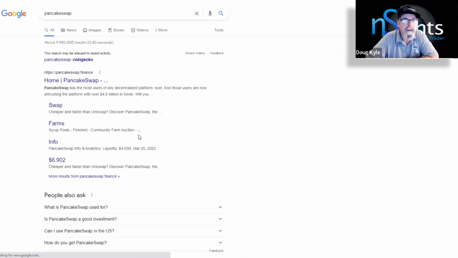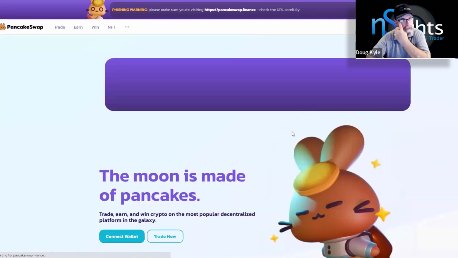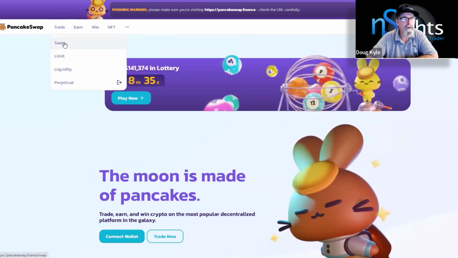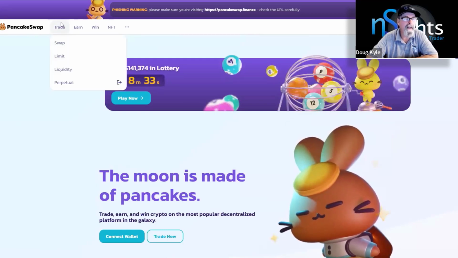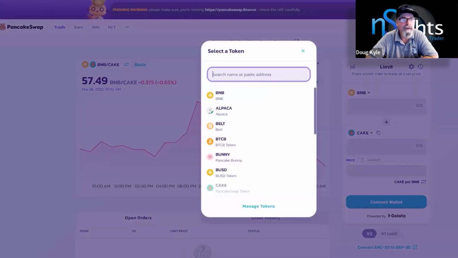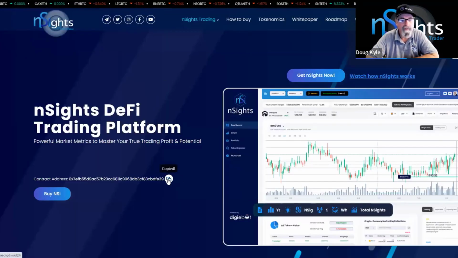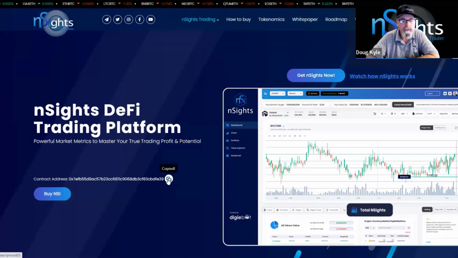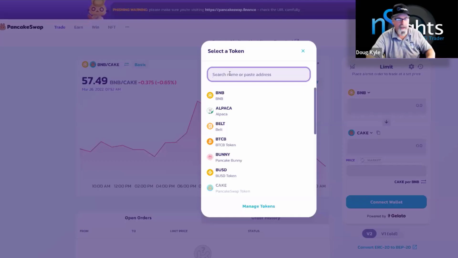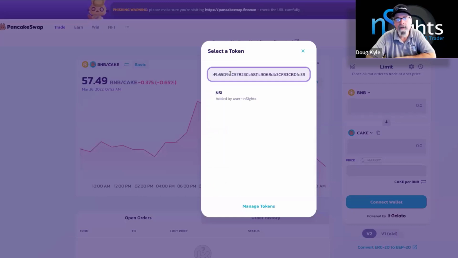Under trade here, I'm going to click on trade. I'm not going to go swap, I'm going to go limit. And I'm going to change this to NSI. The way I'm going to do NSI is I'm going to go to our website, get the address, come back here, and paste it in. That way I know it's the right address.